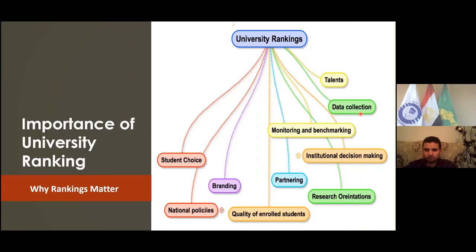Data collection: for sure, if you are doing any ranking, you need all the data about the university: the number of students, their female and male numbers, their distribution over the faculties, distribution over the programs, postgraduate versus undergraduate, researchers, papers, how many papers per staff member, and so on. So all the data needs to be collected in a very good way. Finally, talent: as you have a very good university, you can pick talent to join the university easily. All these factors make ranking matter, and we'd like to have ranking.